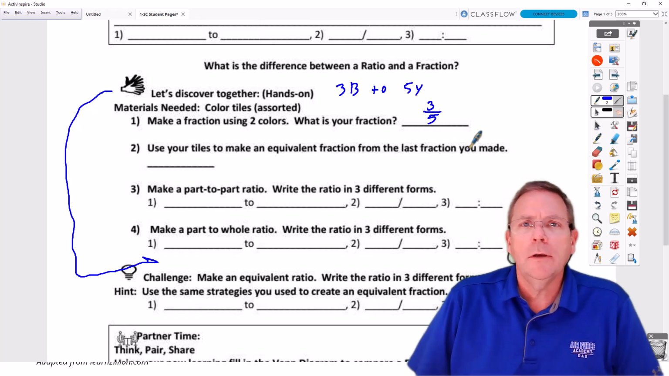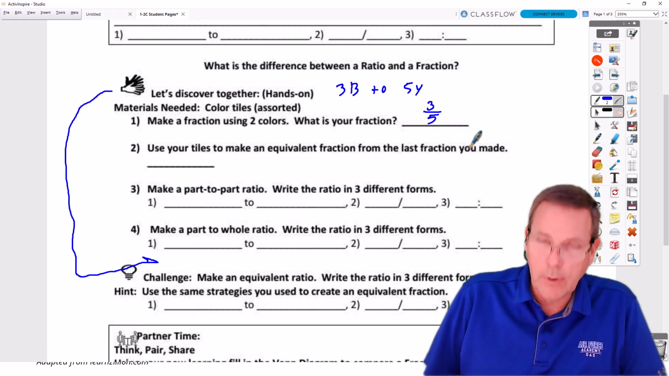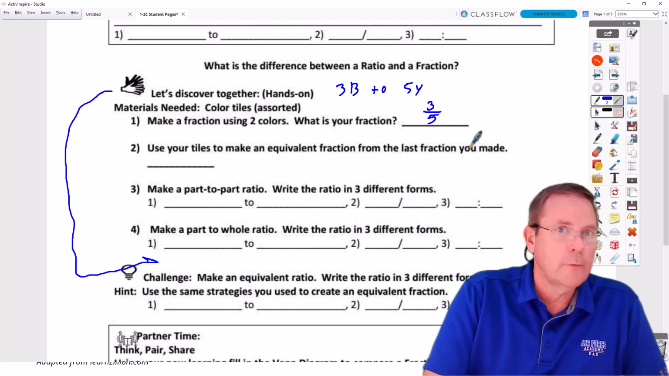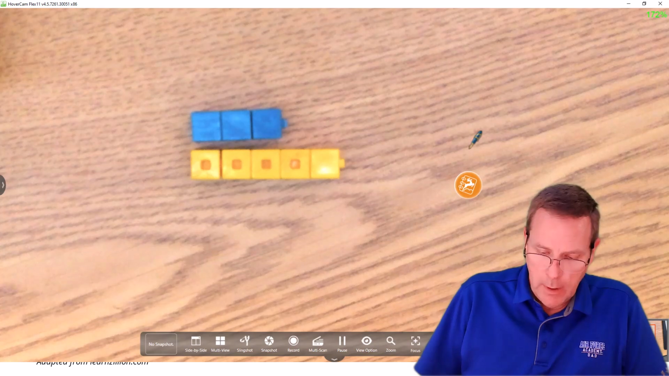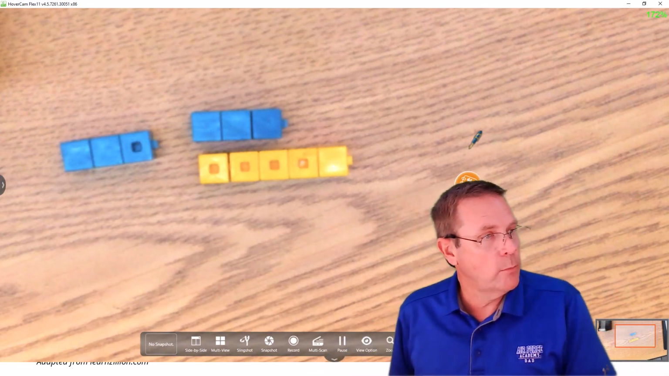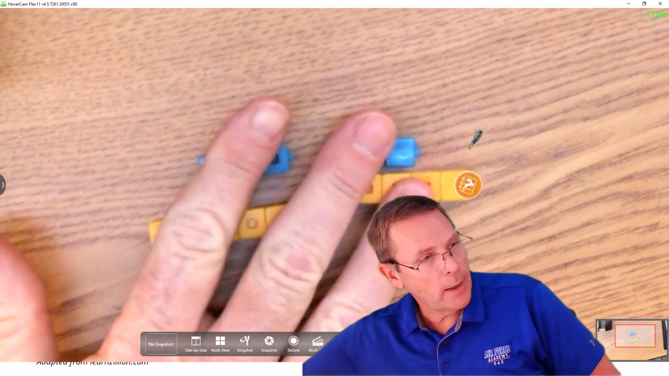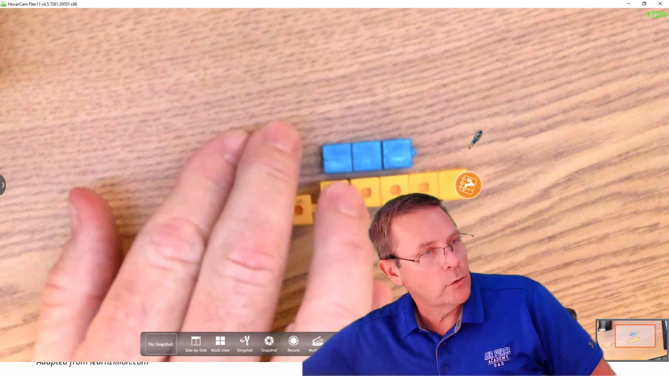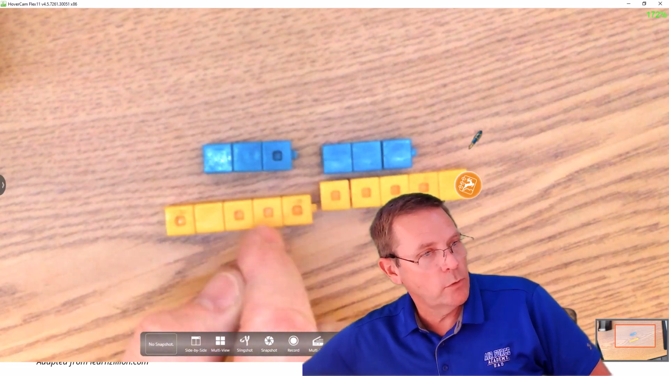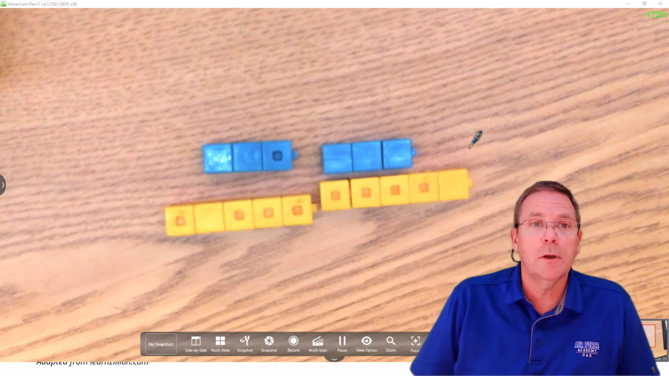So what do we need to do? We need to come up with a pattern that's going to be equivalent to that 3 to 5 ratio. To do that, I'm going to put another 3 blue cubes and another 5 yellow cubes. And now, what do you have here? You've got 6 blue to 10 yellow.